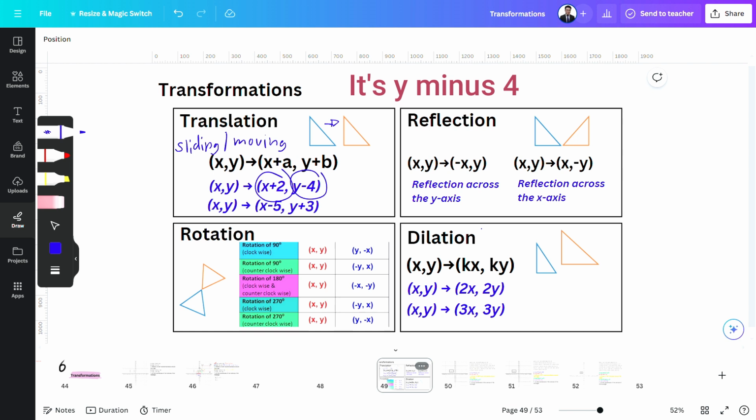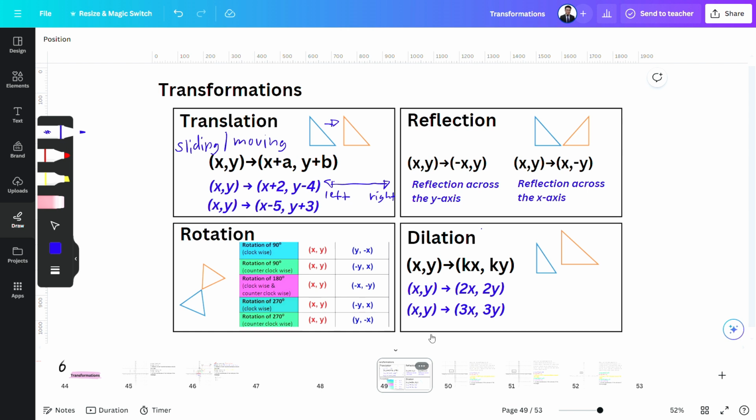Sir, what does it mean by x plus 2 and y minus 4? Okay, I want you to please take note that with regards to translation, the orientation of our x-axis is the horizontal line. So what's our direction here? The horizontal line. We have left and right. Do you agree with me? Left and right. So that's our x-axis. The x-axis will tell you whether you're going to the left or to the right.